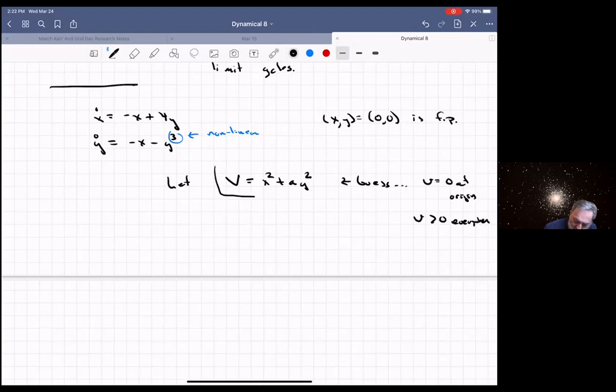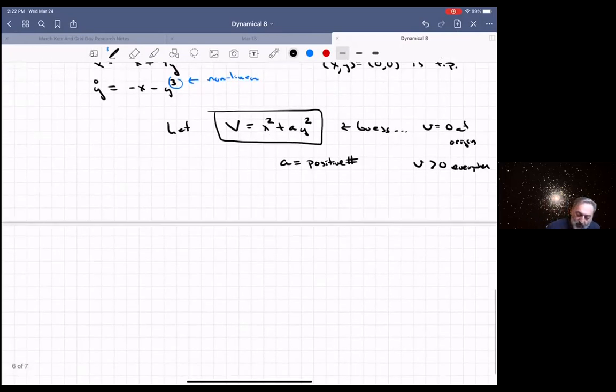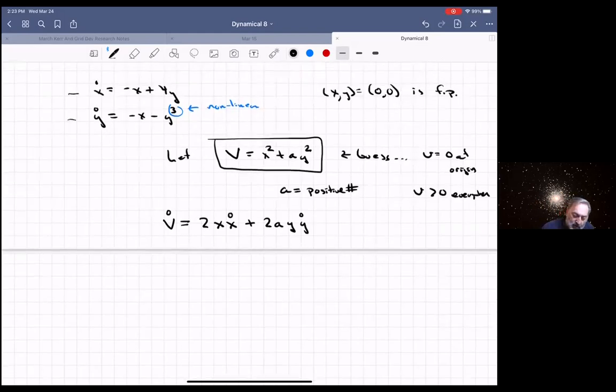So I'm just going to write down a guess. V equals x squared plus a y squared, where a is some number. So I'm just giving myself a little flexibility, and a is going to be some positive number. So now v dot would be 2x x dot plus 2ay y dot, right? If I take the time derivative of the function v, I would take the derivative with respect to x and then multiply by x dot, and then take the derivative with respect to y multiplied by y dot. But I know that x dot and y dot are up here.